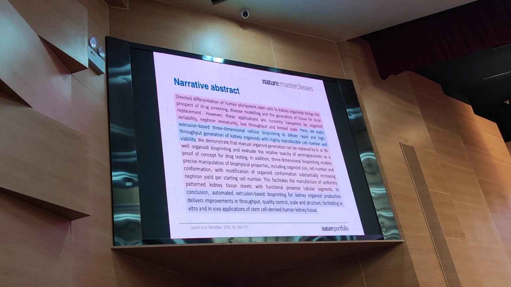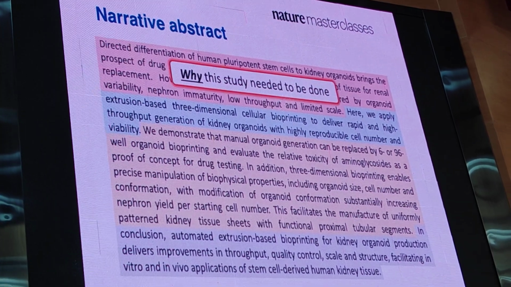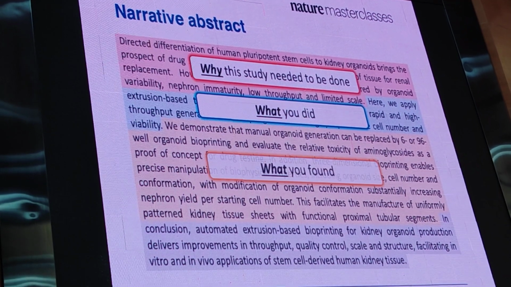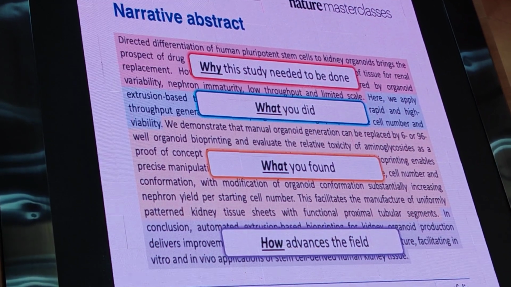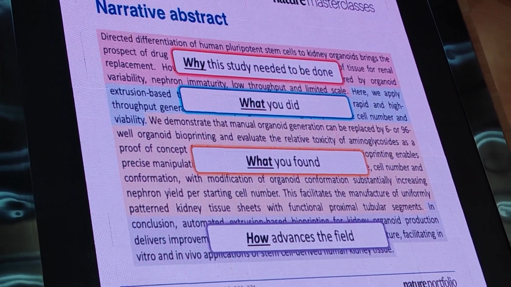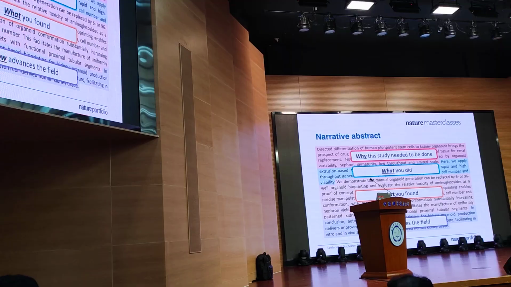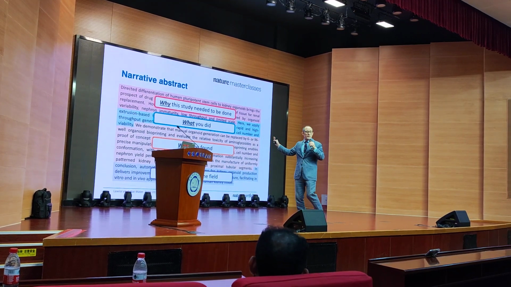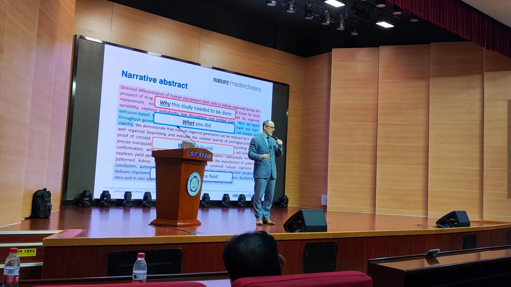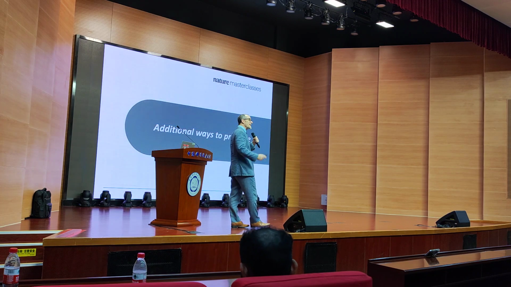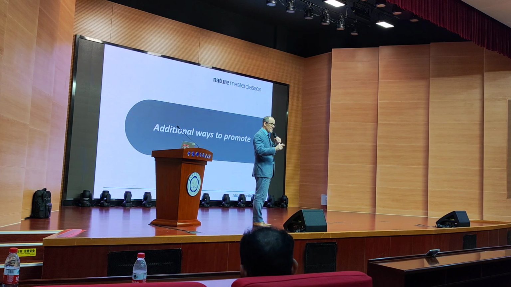And now you have a clearly structured abstract emphasizing why your study needs to be done, what you did, what you found, and how this study is contributing to the field. All the information the readers are looking for. So writing good titles, choosing and optimizing good keywords, and clearly structuring your abstract are all excellent ways to improve your visibility. But there's still some additional strategies you can use as well after the paper has been published.